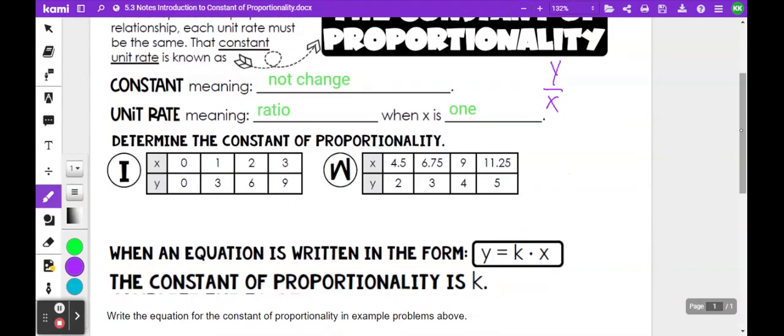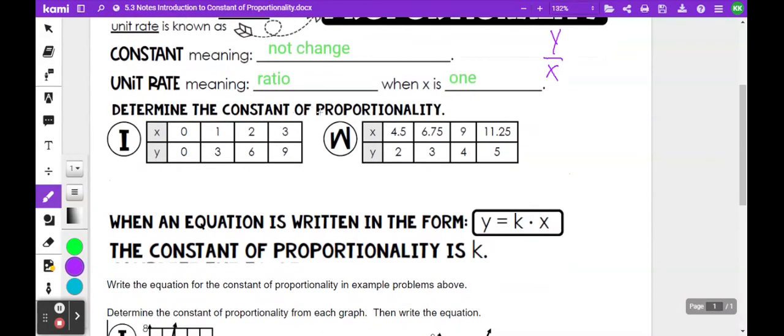First, we're going to start with finding the constant of proportionality, the unit rate, in a table. So for each one, we take the y divided by the x point. On this one, we don't have to worry about 0, it's just going to be 0. So we just skip the 0, 0 point. And it's always y divided by x. I don't know why they always put it upside down for some reason.